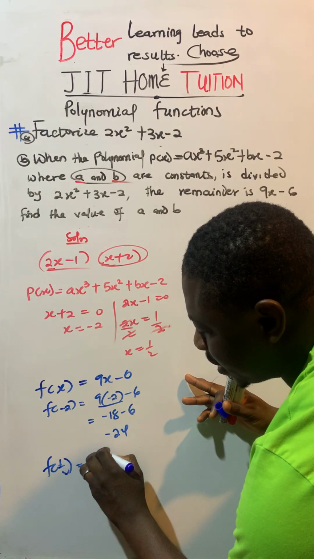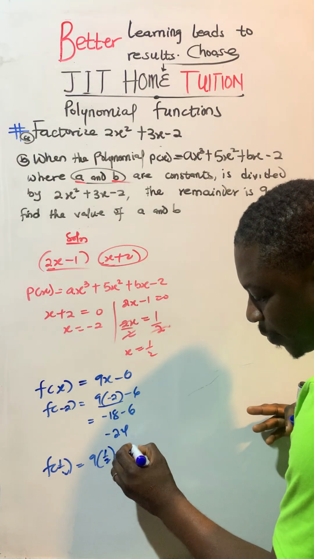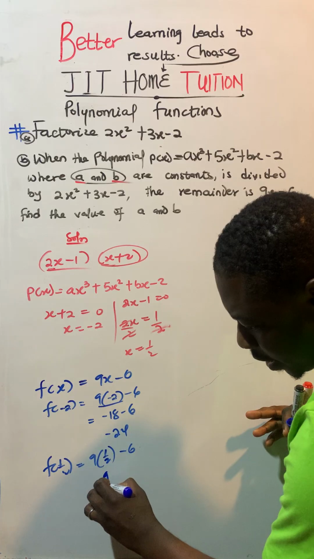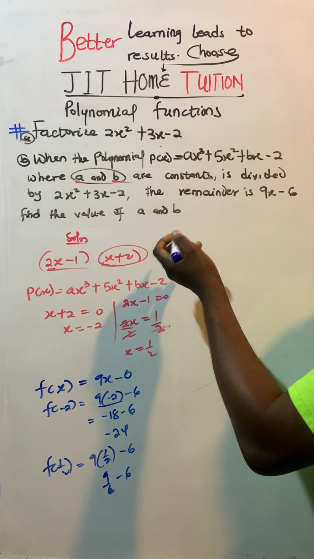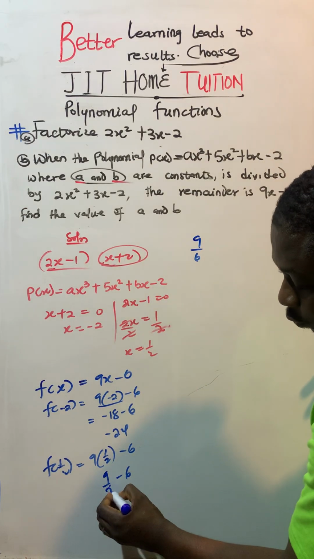Okay. Then when x is half, that means 9 times half, minus 6. So what do you have? That will be 9 on 2 minus 6. So let's do the calculation here. 9 on 2.